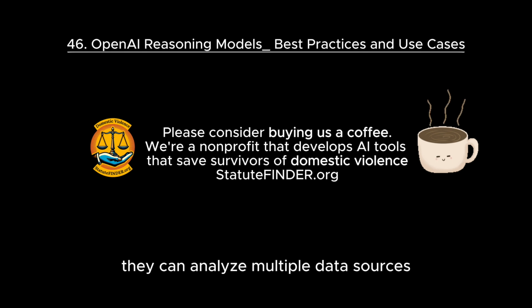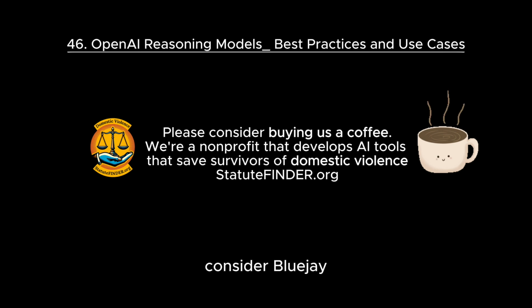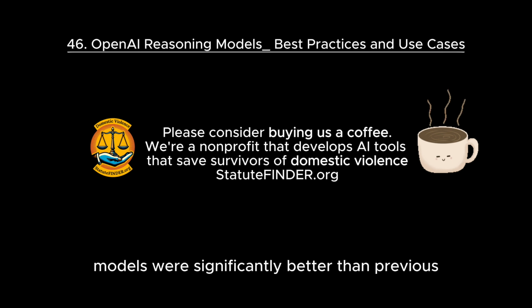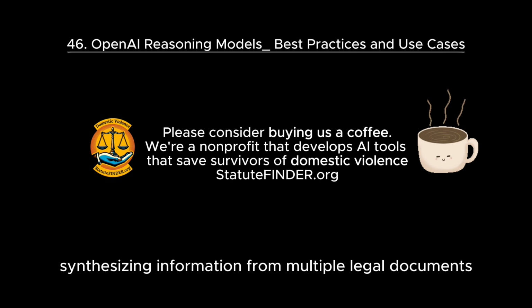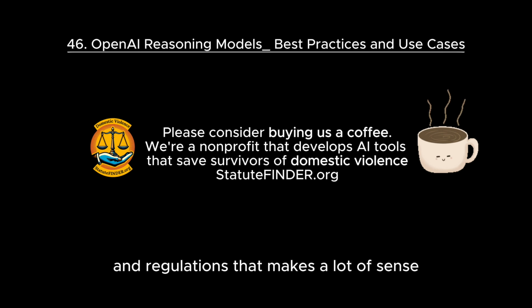They can analyze multiple data sources, identify correlations, and even infer relationships that aren't explicitly stated. Do you have an example of this in action? Consider BlueJay, a company that uses AI for legal research. They found that reasoning models were significantly better than previous approaches at synthesizing information from multiple legal documents to arrive at a logical conclusion. This is especially valuable in complex areas like tax law, where you need to consider multiple factors and regulations. That makes a lot of sense.